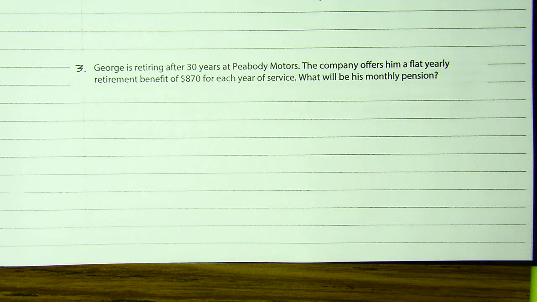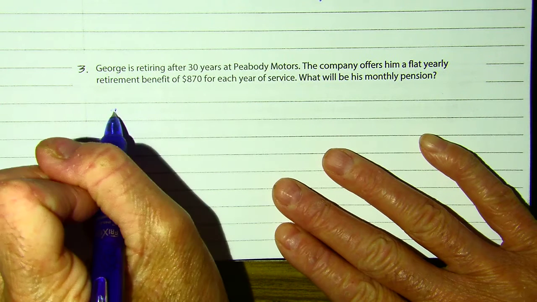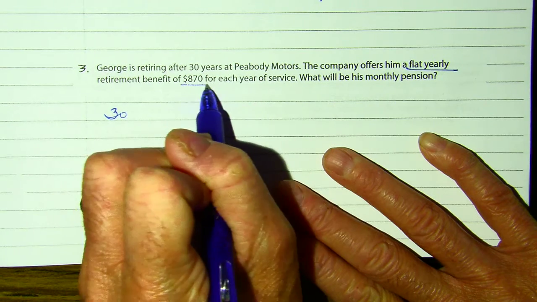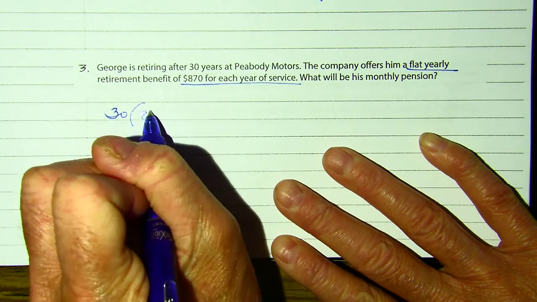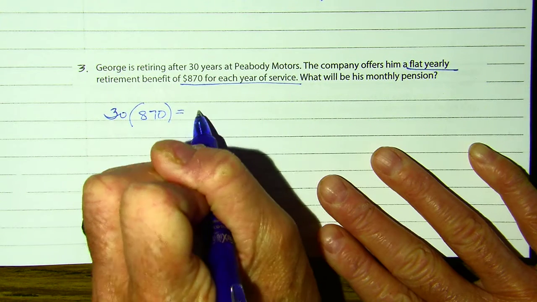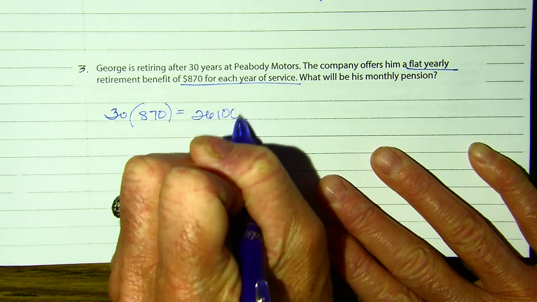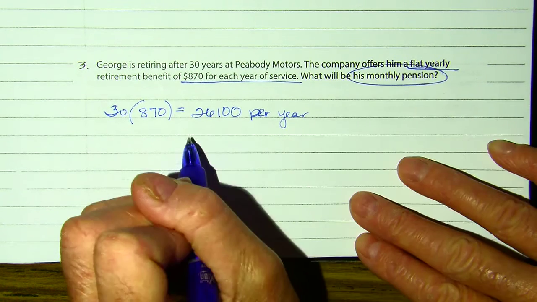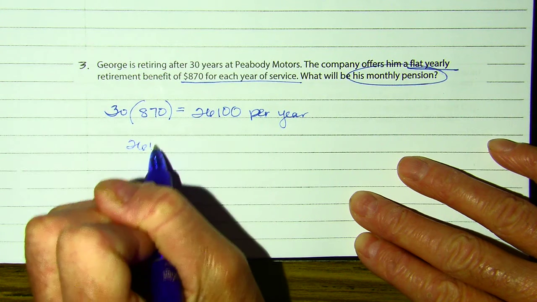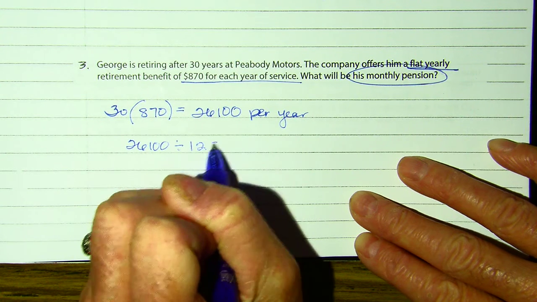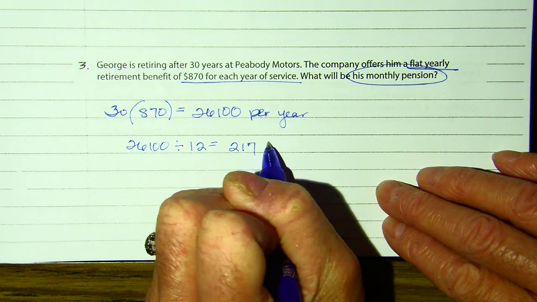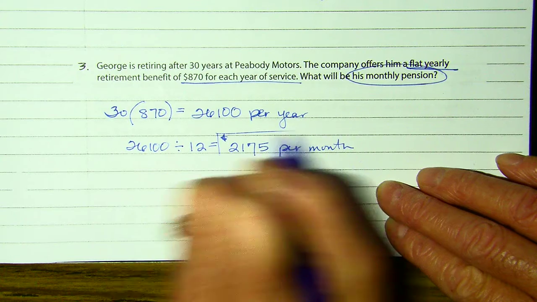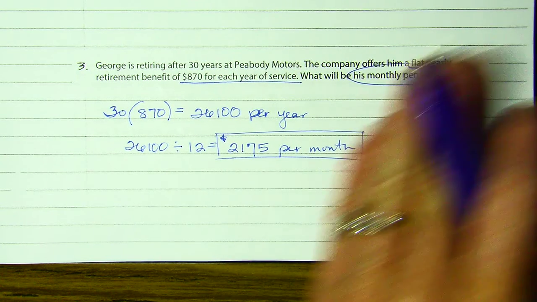Next, George is retiring after 30 years. The company offers him a flat yearly amount of $870 for each year. So 30 times 870 is $26,100 per year. It asks what his monthly pension would be. So then $26,100 divided by 12 gives us $2,175 per month. Moving on.